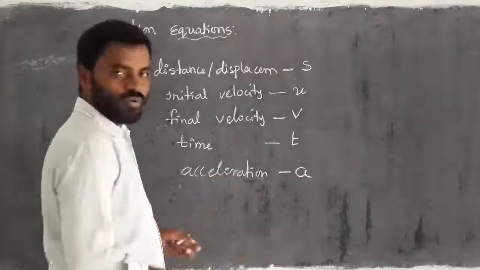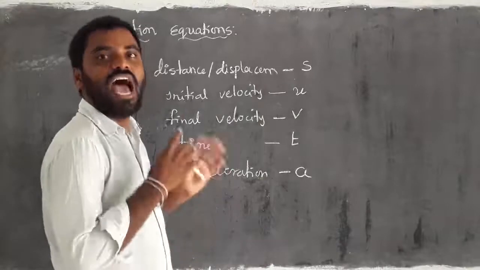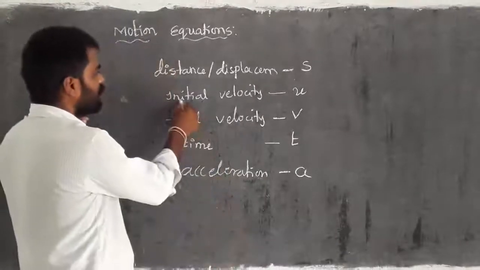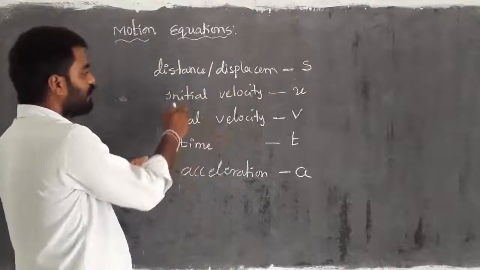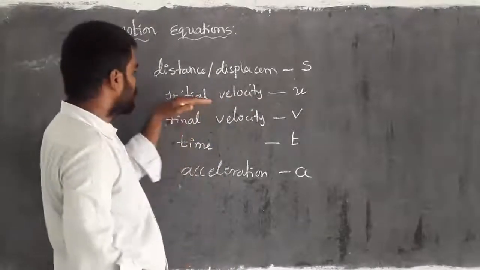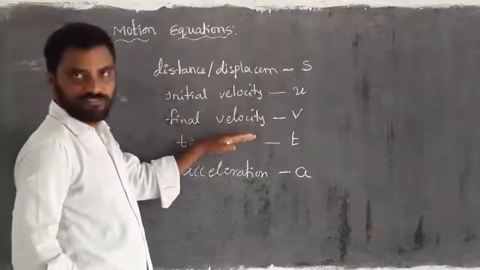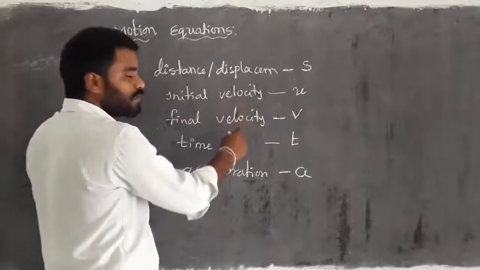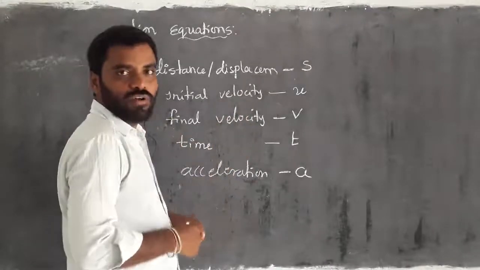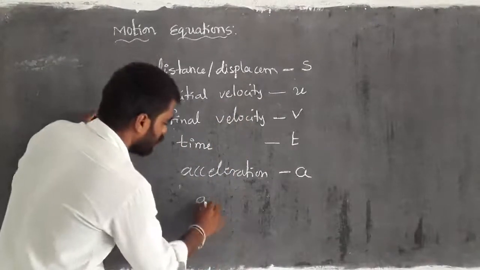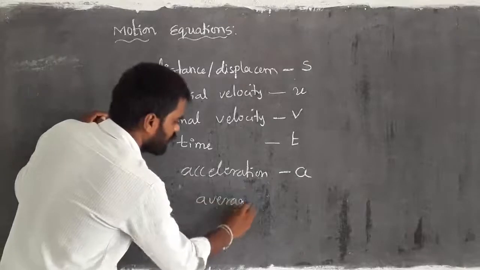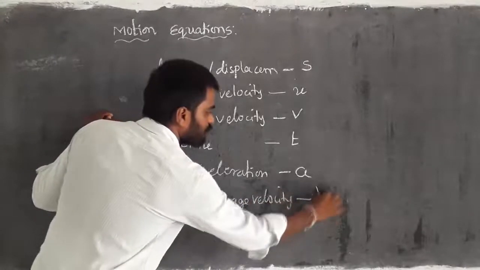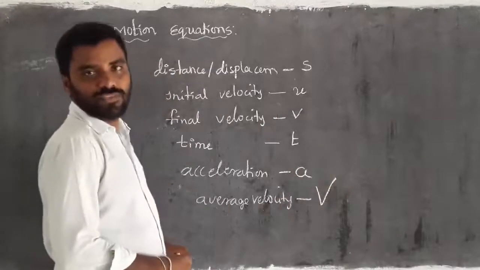And we have one more that we already discussed, average speed, right? In a moving object it has two types of velocities. One is initial velocity, another is final velocity, right? The average of these two velocities we simply call average velocity. So we can write it like this, average velocity. Average velocity we simply express with capital V, right?